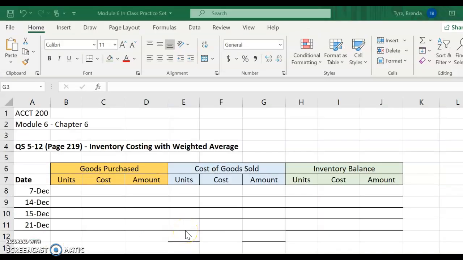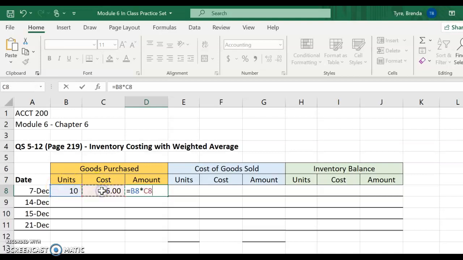Let's go to QS5-12. We'll be using the info from QS5-10 to compute the cost with the weighted average method. On December 7th, we purchased 10 units. This is the one that doesn't have a beginning inventory, at $6. And that becomes our inventory balance. We don't have to average anything. That's all we have, right? 10 at 6.